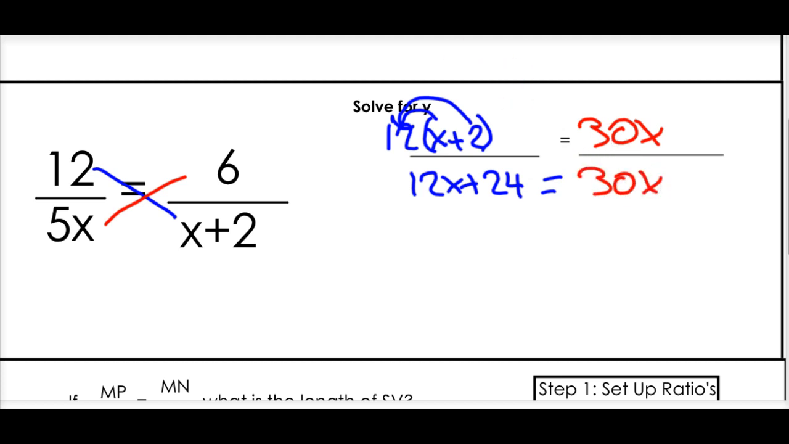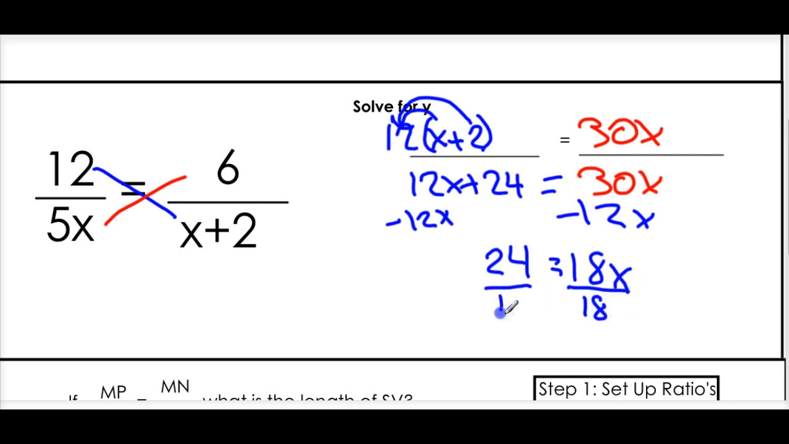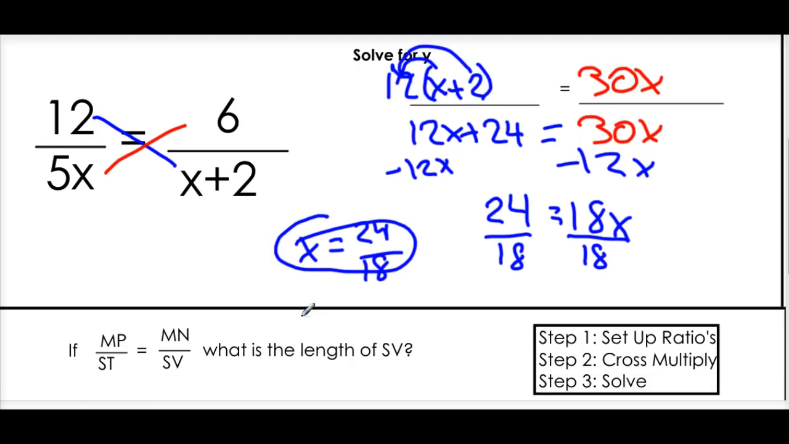And now you remember we have to combine like terms. That's key. Make sure you know which ones go with which. So the x's have to go together. So we subtract 12x from both sides, and we get 24 equals 18x. And then we divide both sides by 18, and our x equals 24 over 18, which you could simplify, but we'll leave it right there. X equals 24 over 18. And once again, you could plug them in and check it and all that.